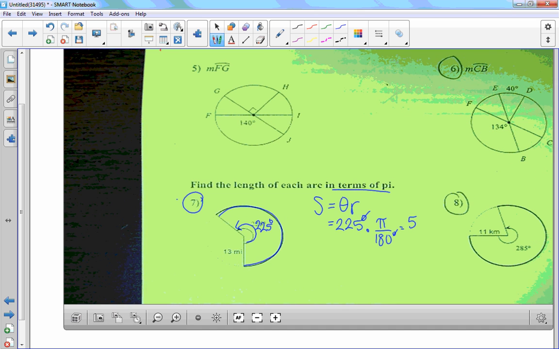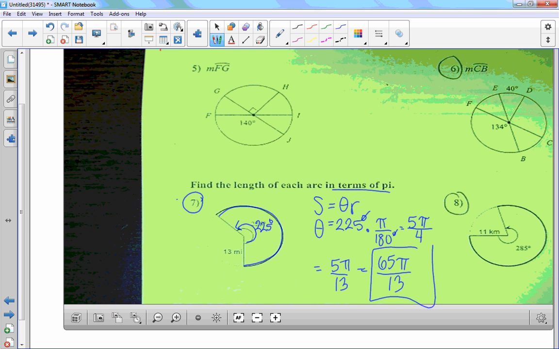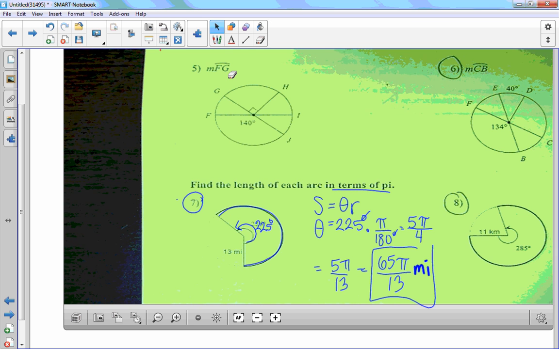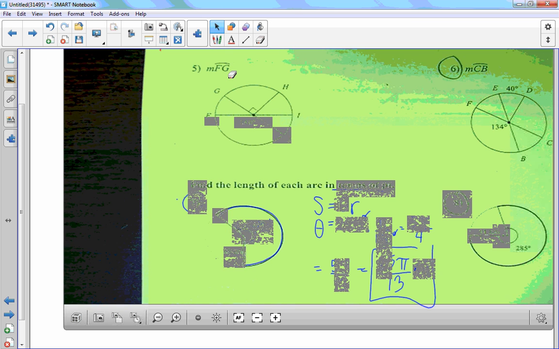So we get 5 pi over 4. That's theta. So all we have to do is multiply 5 pi over 4 by 13. 5 times 13, sit down, it's 65 pi over 4. This is your answer in terms of pi, because the pi is still in your answer. And you should put miles with it. Okay, the other one is extra credit.